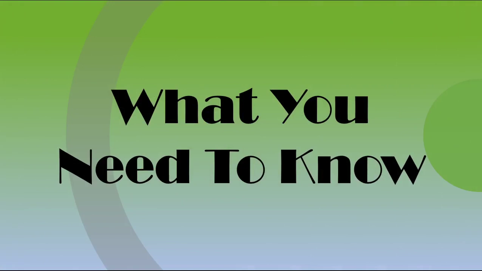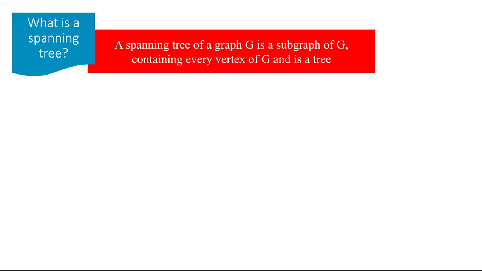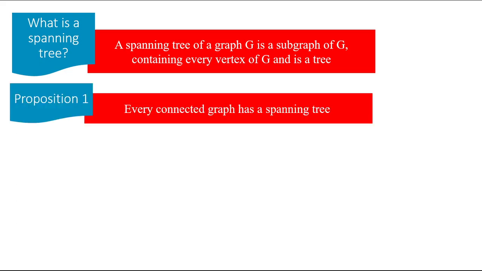Hello and welcome. Here is what you need to know before we get to the algorithms. What is a spanning tree? A spanning tree of a graph G is a subgraph of G containing every vertex of G and is a tree. Proposition 1. Every connected graph has a spanning tree.